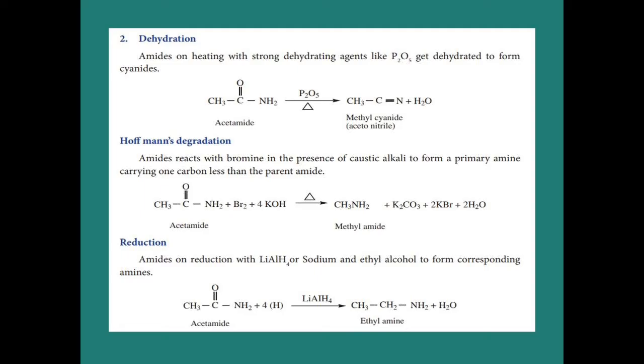Now see, acetamide, how many carbons are there? 2 carbons, and one of the carbons is CO. That CO is now removed as carbon dioxide. That carbon dioxide is taken by the potassium of potassium hydroxide. So how many potassium hydroxide are present there? 4 potassium hydroxide. Now take 4 potassium, 2 of the potassium are added with the carbon dioxide.